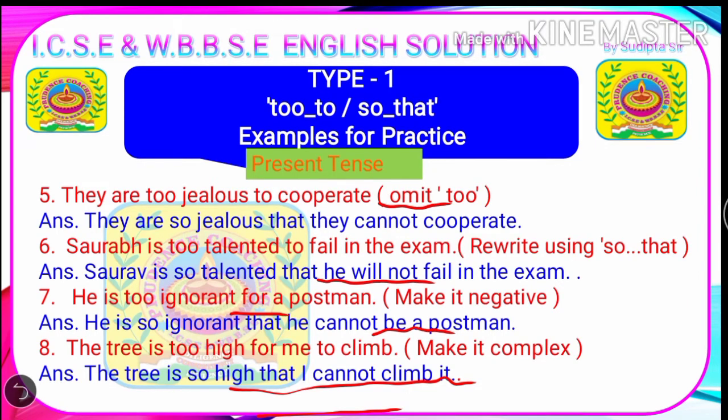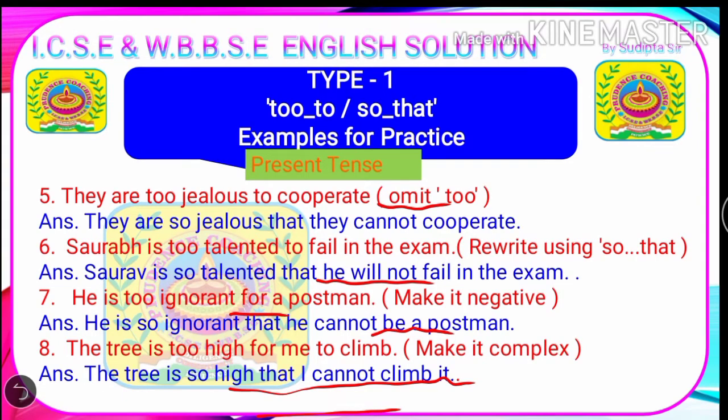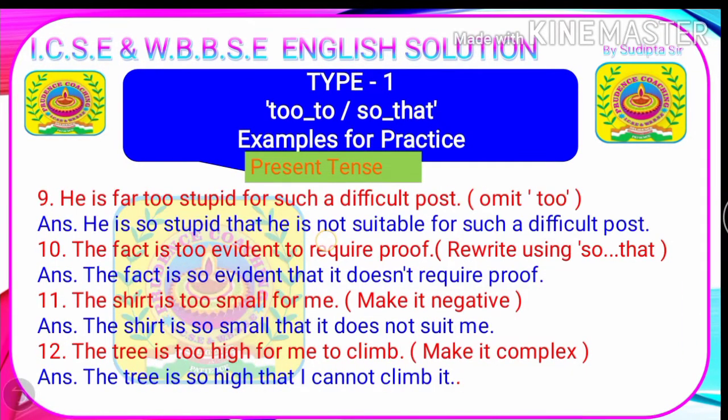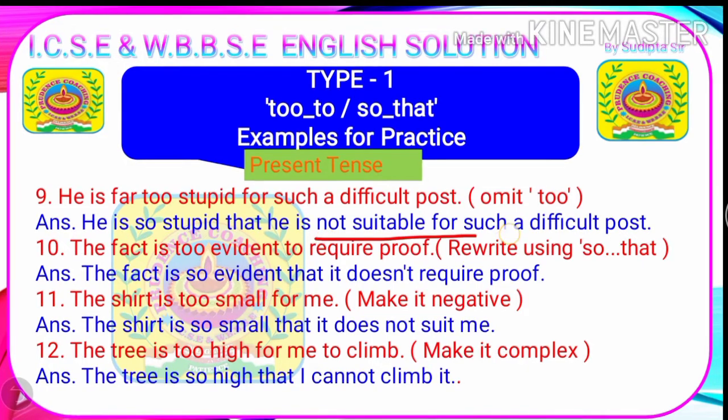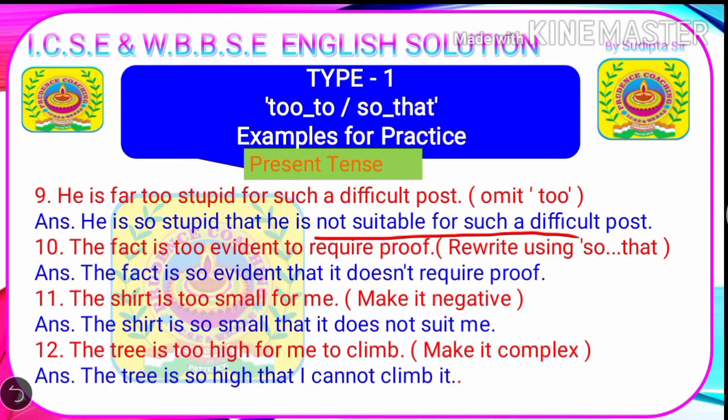Question number 8. The tree is too high for me to climb. Make it complex. Answer is: the tree is so high that I cannot climb it. So I will have to write I cannot climb it for the complete meaning. Question number 9. He is far too stupid for such a difficult post. Omit too. He is so stupid that he is not suitable for such a difficult post. So you can see there is a little bit of change in the answer.